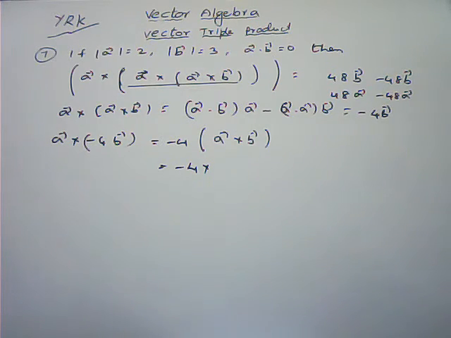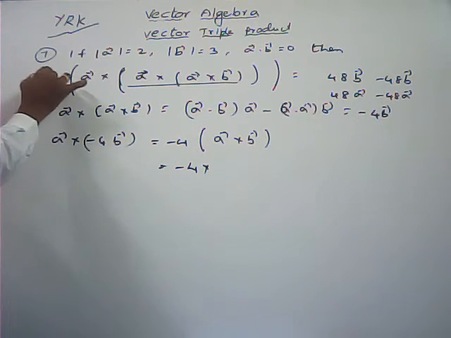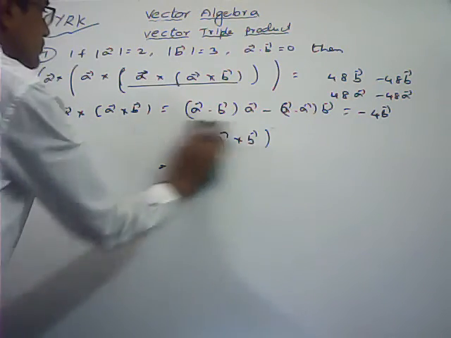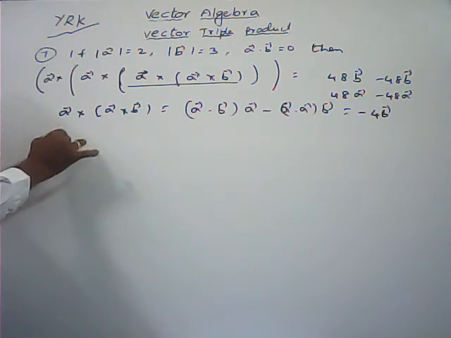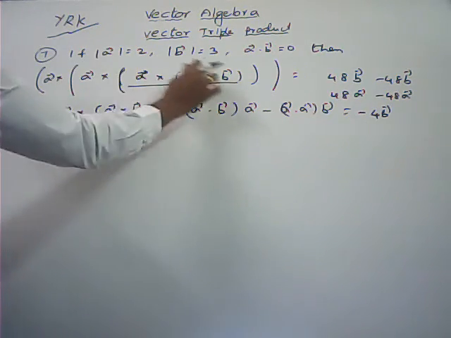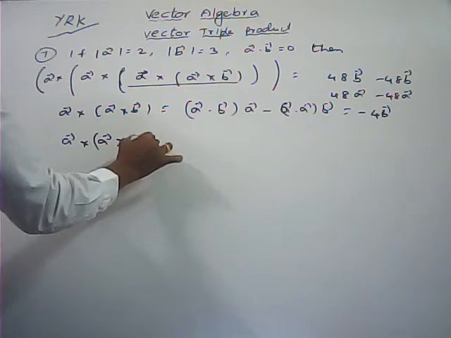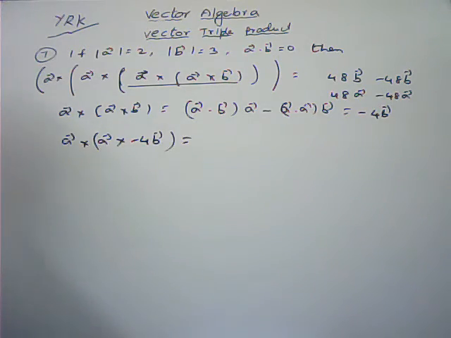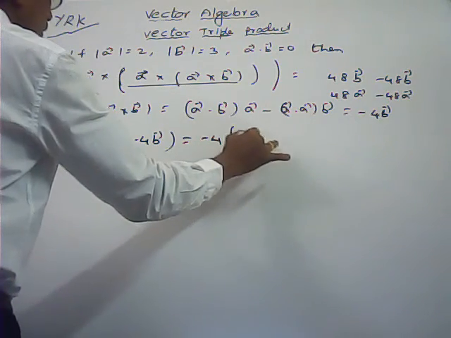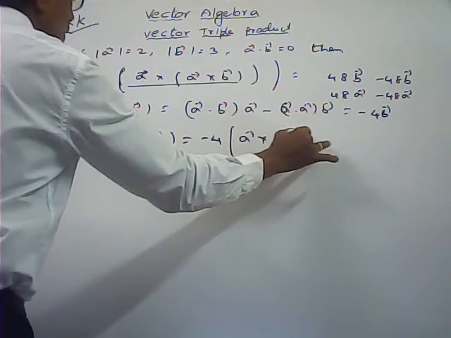Sorry, here I copied the question wrongly. 1, 2, 3, 4, four A bars are there. Otherwise we can't get that one. So this one is completed. Next find the value of A bar cross A bar cross. What is the value of this one? Minus 4 B bar. So that is equal to, this one I can write, minus 4 into A bar cross B bar.